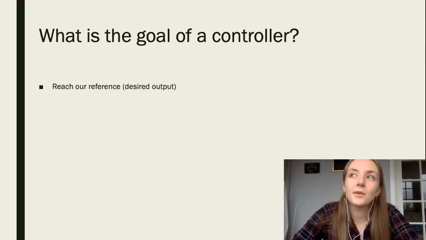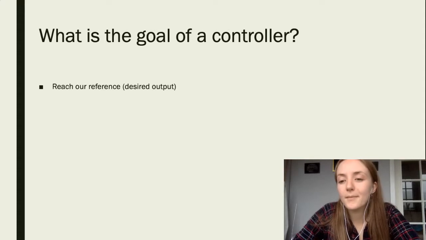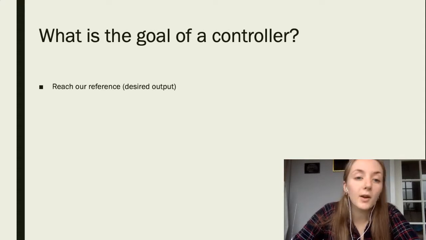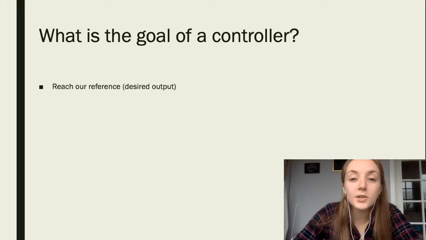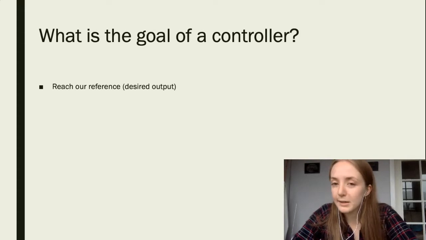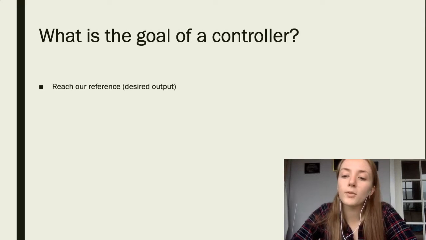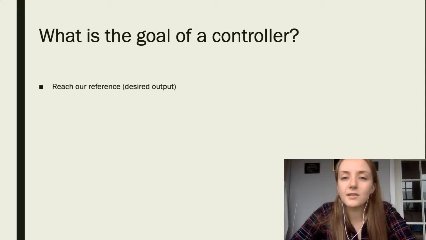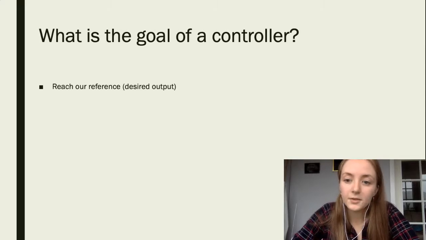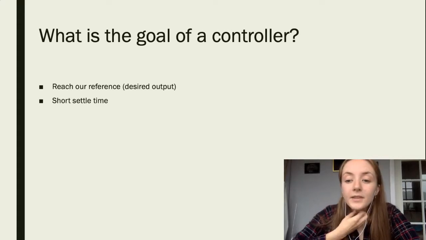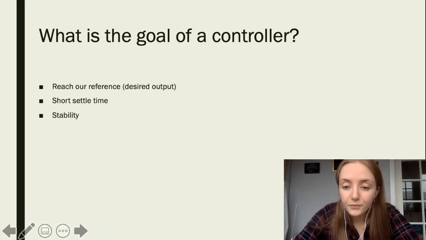So thinking back to our original examples with our water bath, we might hope that our controller will drive us to a certain temperature, or with our mass on a spring, we might hope that it will settle at a certain displacement away from the wall. But essentially we hope that our controller will drive it to that location, that temperature, that output that we want. And we hope that our controller will help this happen quickly. And we'd also hope that our controller will stabilize our system.